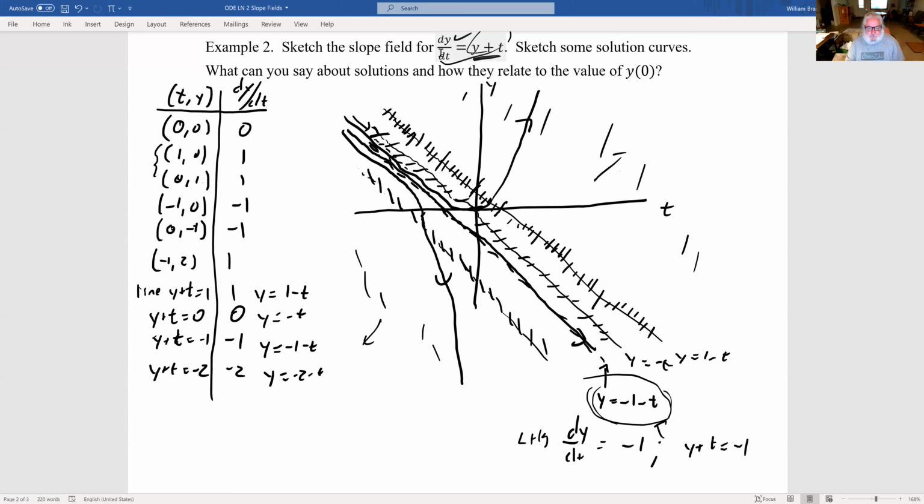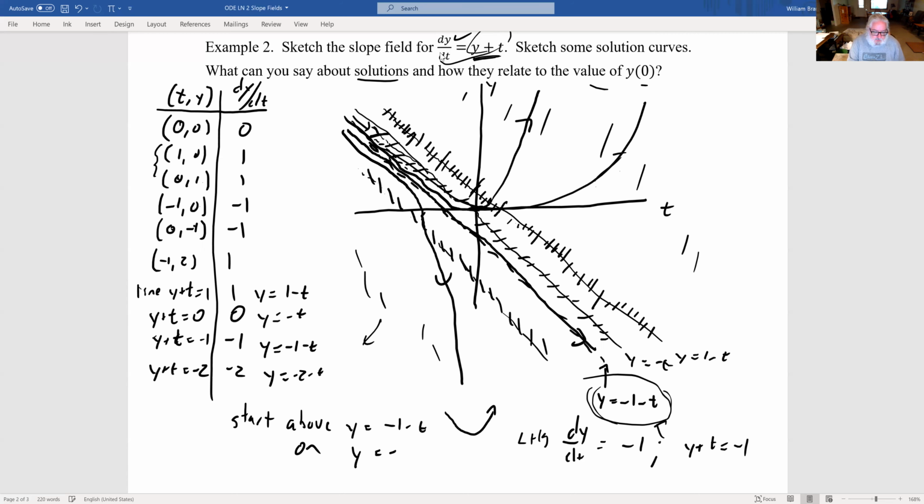So, what can we say about solutions? How do they relate to the value of y0? So if you start below this line, well, let's actually do this. Start above y equals -1 minus t, right? All of your solution curves will look like that. So your solution curves look like this.